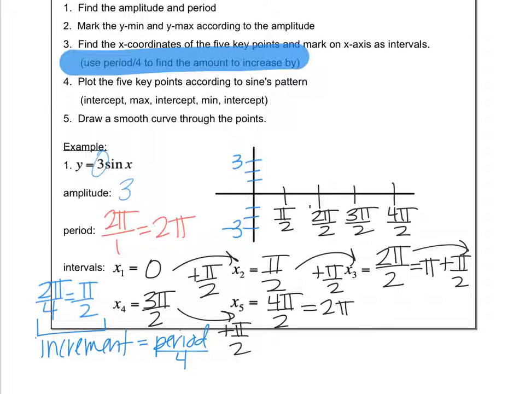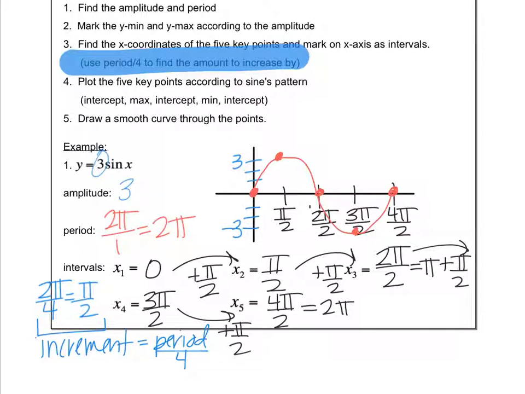So now that we have those marked, now we're going to mark in where the points are going to be. If you remember from the first page, I told you sine's going to start in an intercept, then it's going to go to a max, then an intercept, then a min, then an intercept. That's the pattern for sine. Intercept, max, intercept, min, intercept. Your last step is just to draw a nice smooth curve through those.